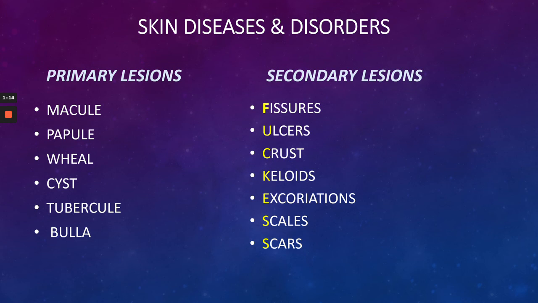For our hint for skin diseases and disorders, I have a few of our primary lesions listed here: macule, papule, wool, wheal, cyst, tubercle, bulla. And our secondary lesions, I have all of them listed here: fissures, ulcers, crusts, keloids, excoriation, scales, and scars. And if you look at the first letters of each of those, you will see that it spells an interesting acronym. So I promise you, you will never forget the secondary lesions.